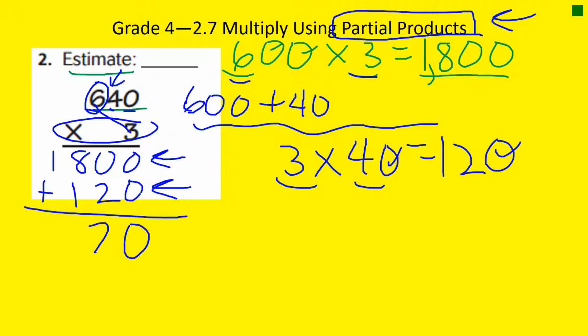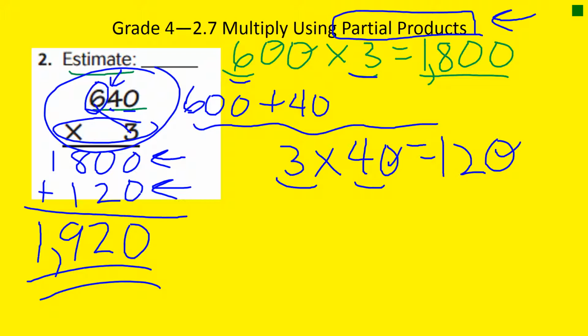Add the ones, add the tens, add the hundreds. Nothing to add in the thousands. So 640 times 3 is 1,920. Let's check our estimate. Oh yeah, pretty good. Right, guys? So, boys and girls, this lesson is completely related to everything you've just done before in the last couple of lessons, right?